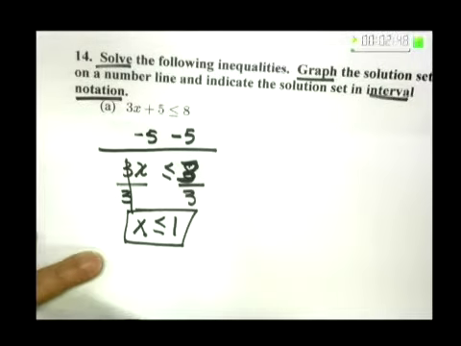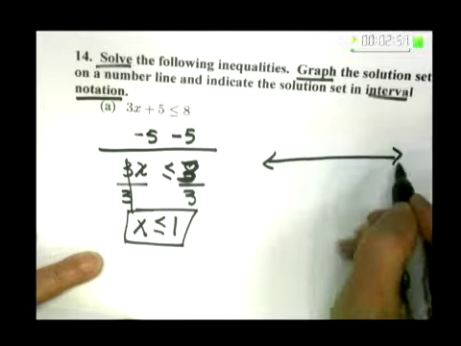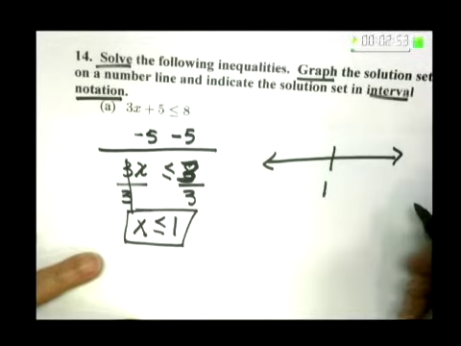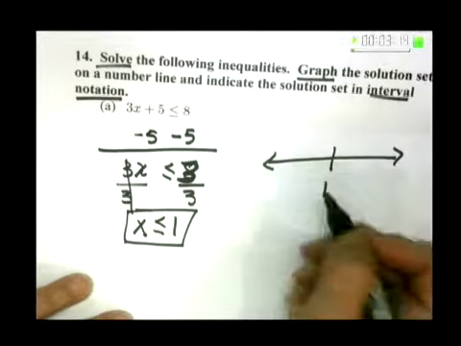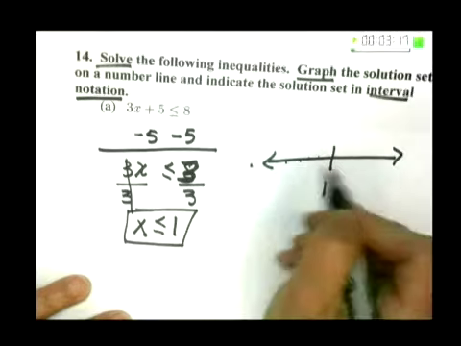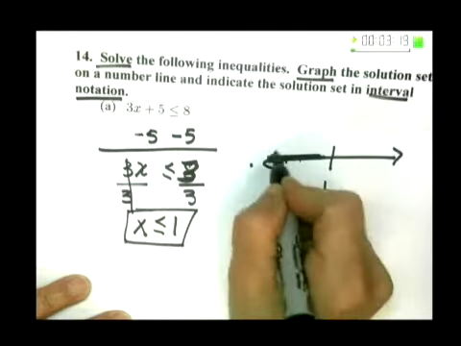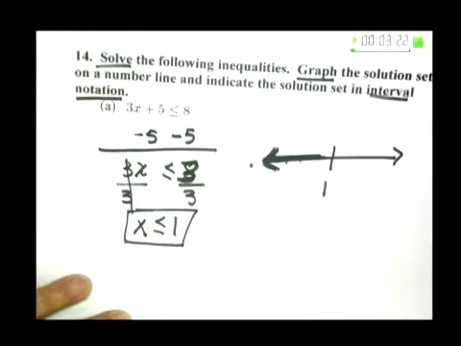I want to graph it. Here is the number 1. My arrow points to the left. I'm looking for the smaller than values, so there's more than one answer. 0 is less than 1. 5 is less, no, 5's not less than 1. Negative 5 is less than 1. Negative 1 million is less than 1. So it's all these numbers on this side of the 1. So I'm going to shade to the left of 1.